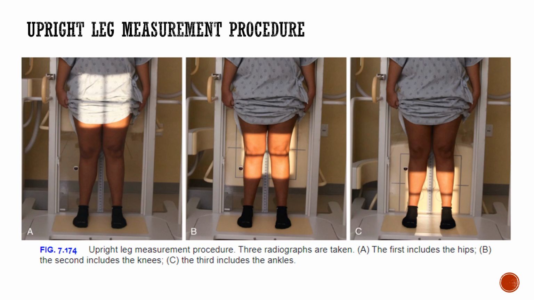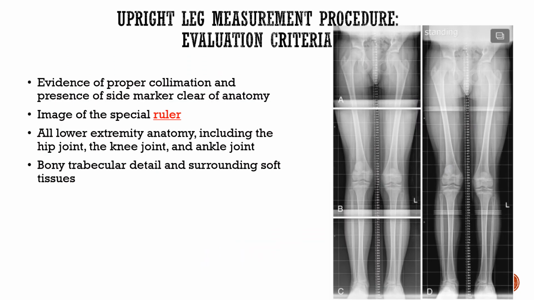And so here are the 3 images that we're going to take of the hips, the knees, and the ankles with the ruler behind the patient. And so we see evidence of proper collimation, we see evidence of the special ruler, and then these images are digitally stitched together. And we're including the hip, the knee, and the ankle joints. This concludes our video lesson on the lower extremity.